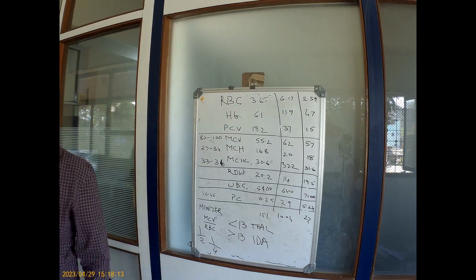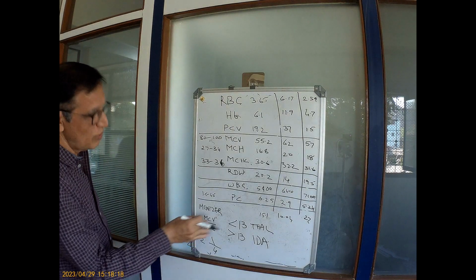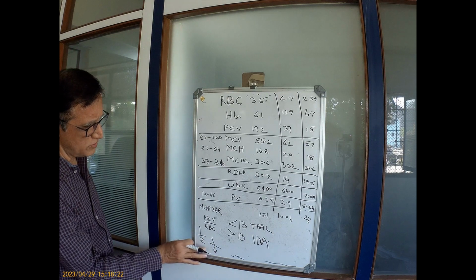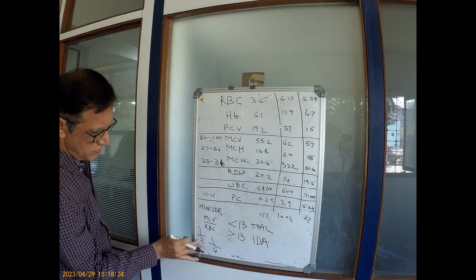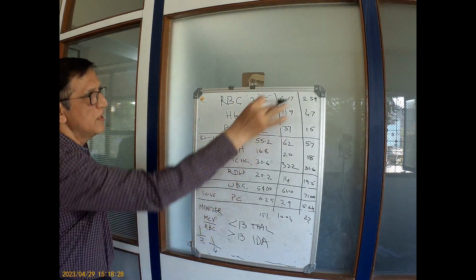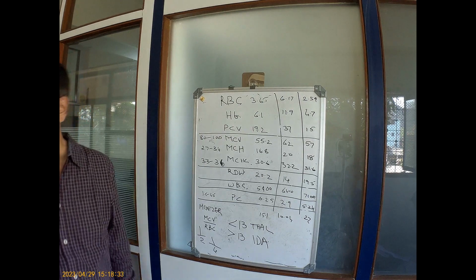If you forget whether 13 is upper or lower, try to remember this: half, one, half and quarter. The RBCs will come out here, and iron deficiency anemia is this, and this will be the thal part of it.